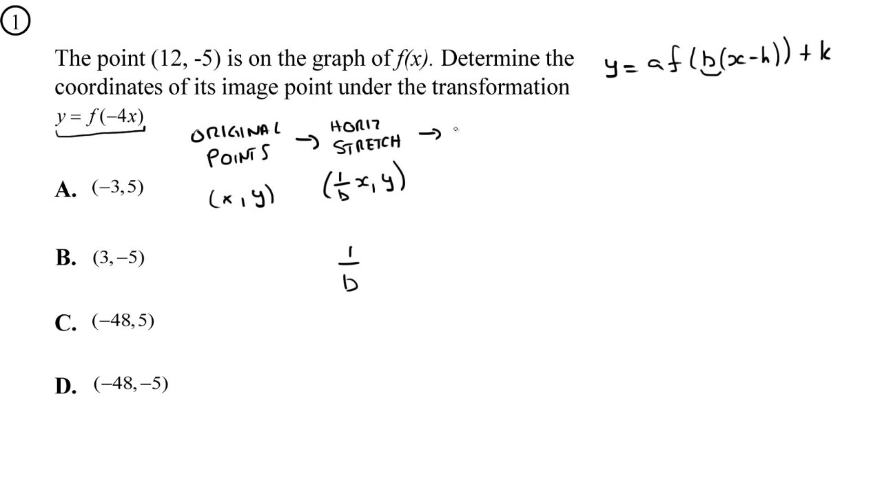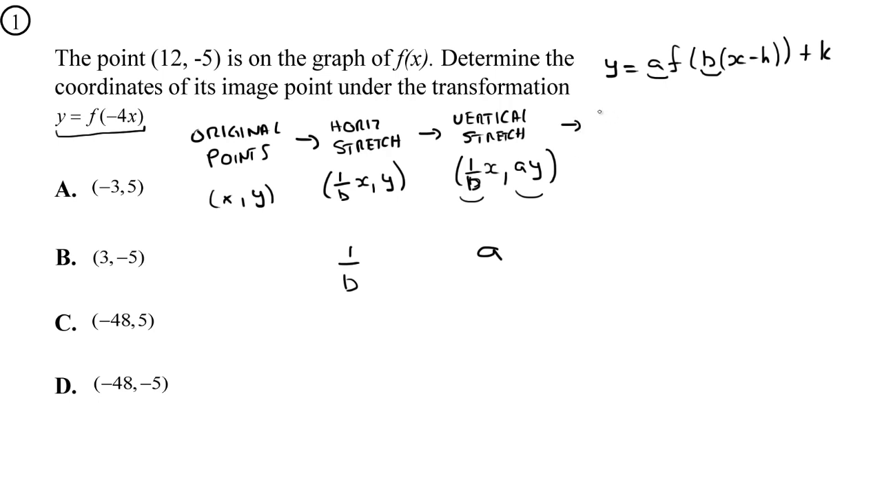The next transformation we do in order is the vertical stretch. This is involving the a term. And whenever we do a vertical stretch, it's always by a factor of a. So the point goes to (1 over b x), and the y value goes to a y. This is kind of a confusing thing. You've got to remember that when you do a horizontal stretch, it's by a factor of 1 over b, and when you do a vertical stretch, it's by a factor of a.